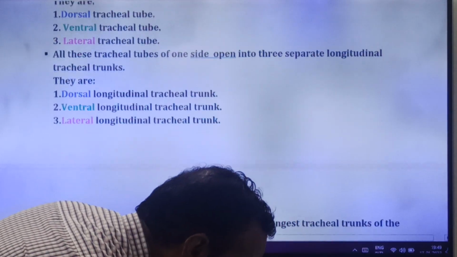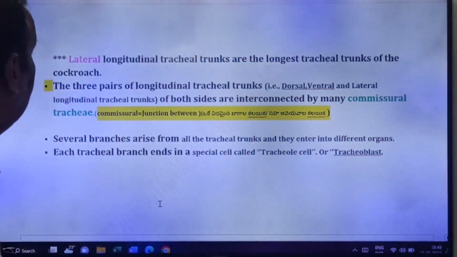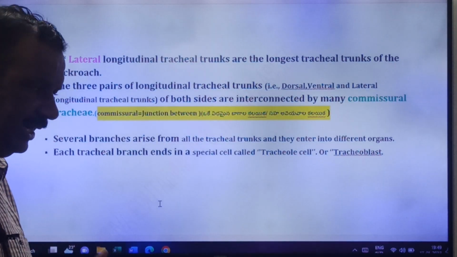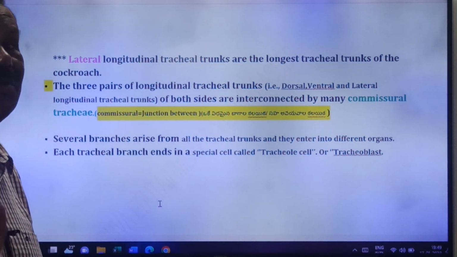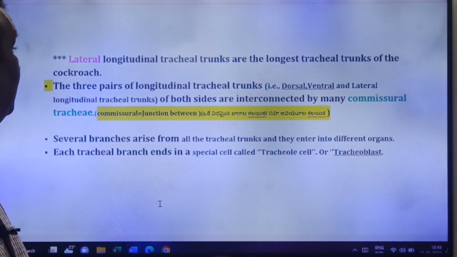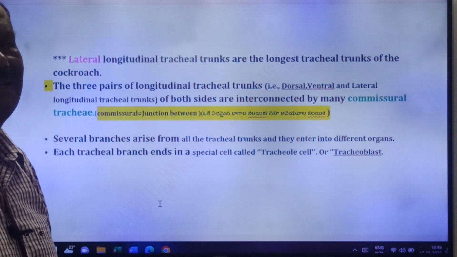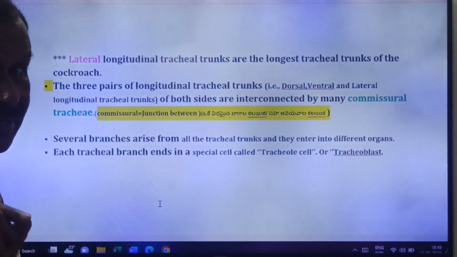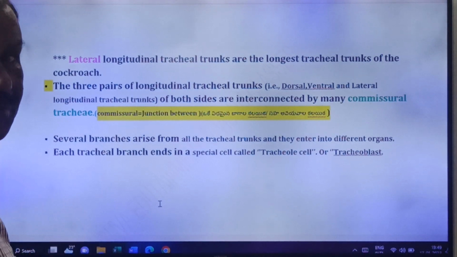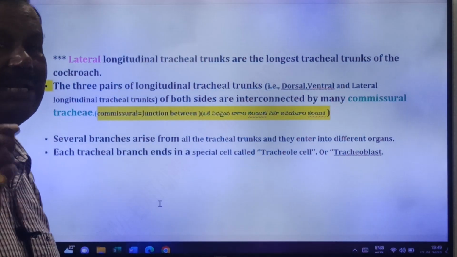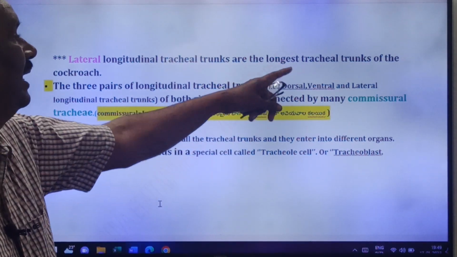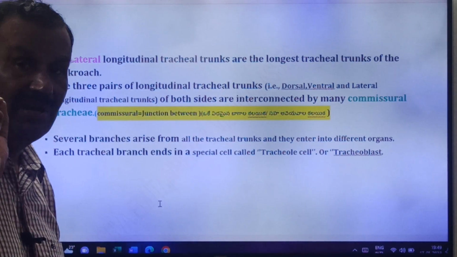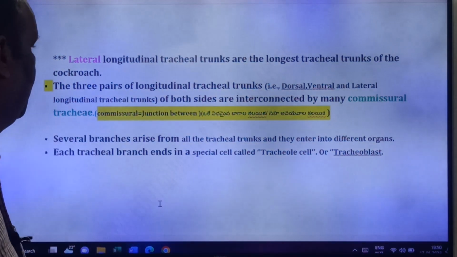Okay, friends. Now, very, very important. So, we have 3 types of tracheal trunks. What are they? Dorsal longitudinal tracheal trunk, ventral longitudinal tracheal trunk, and lateral longitudinal tracheal trunk. Out of these 3, longest tracheal trunk is what, friends? Lateral longitudinal tracheal trunk. Which tracheal trunk is the longest tracheal trunk in cockroach? Friends, MCET and NEET question. Lateral longitudinal tracheal trunk is the longest tracheal trunk of the cockroach.